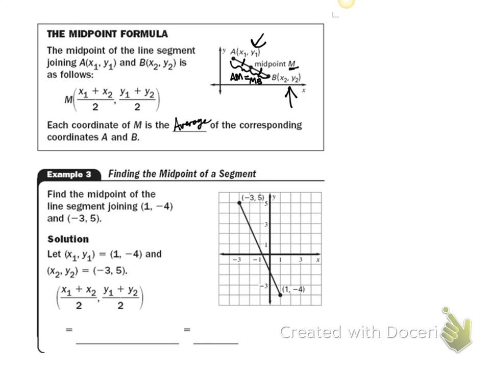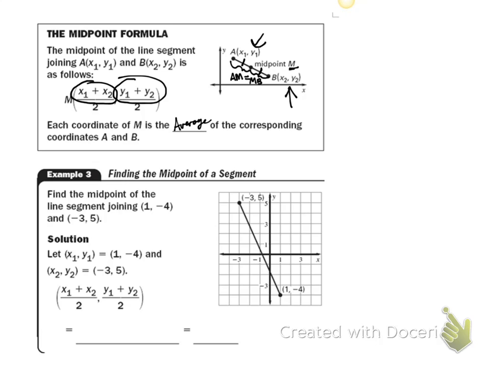You're taking the average of the corresponding coordinates of A and B. Meaning, you guys know the average of two numbers is just when you add them together and divide by 2. That's essentially what you're doing here. You're adding the x coordinates together, dividing by 2. That's the average of the x coordinates. Same thing for the y coordinates. We're doing the average of the y coordinates.